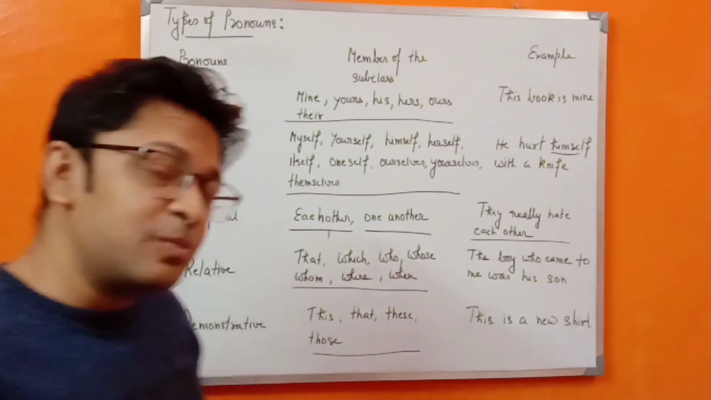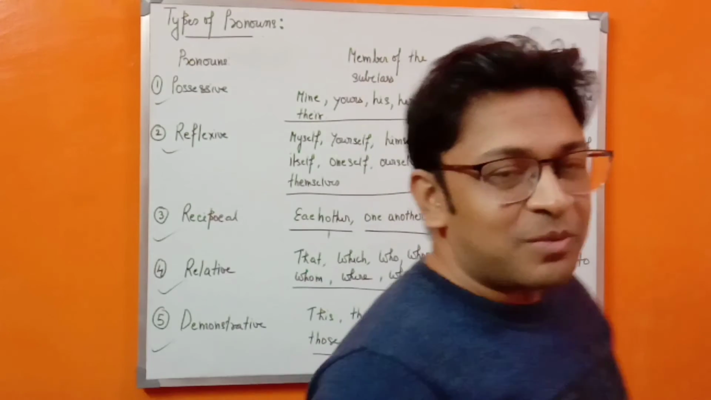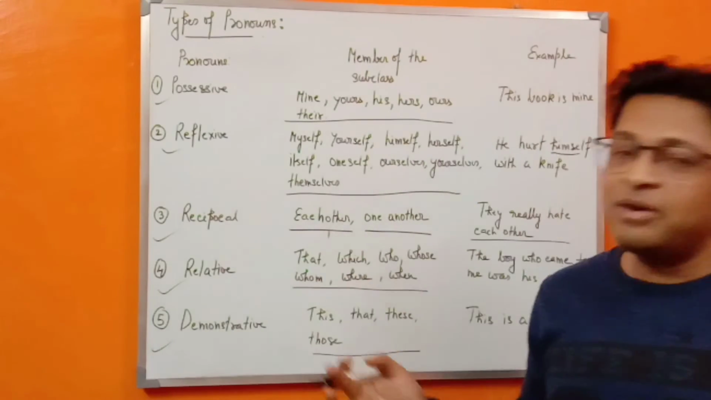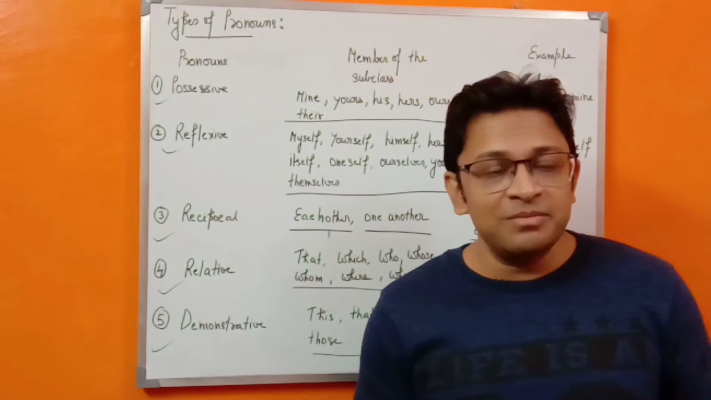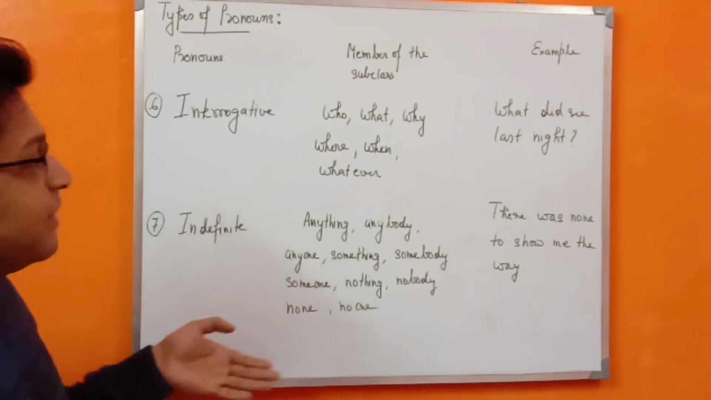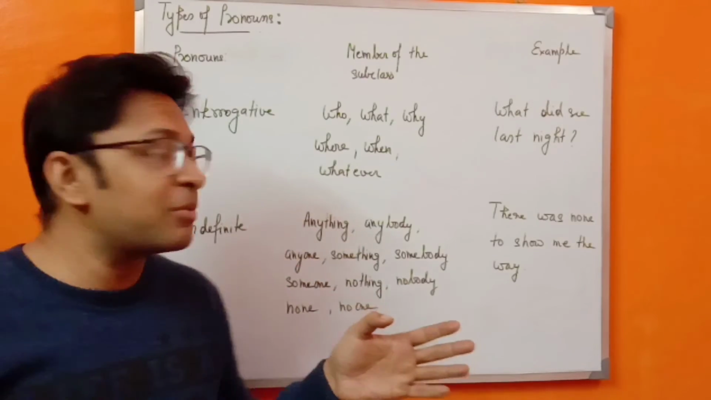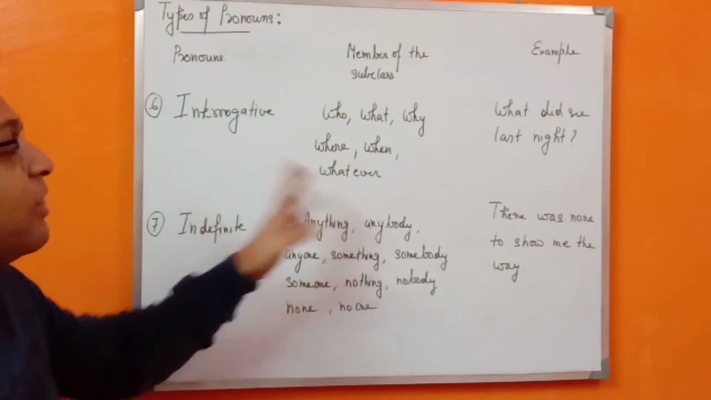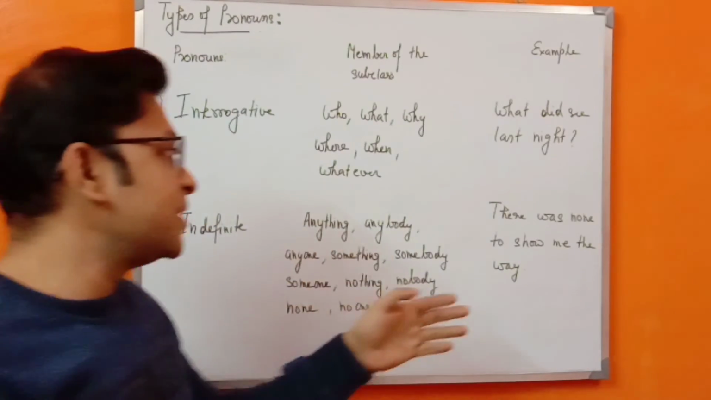Now there are 2 more types of pronouns. One is interrogative and one is indefinite. Which are the examples of them and how are they used in a sentence? Interrogative pronouns and indefinite pronouns. Which are the interrogative pronouns? Obviously the WH words: who, what, why, where, when, whatever. How are they used in a sentence?